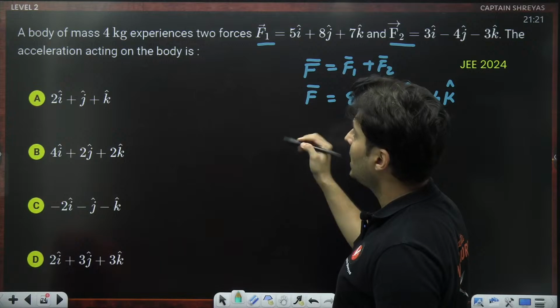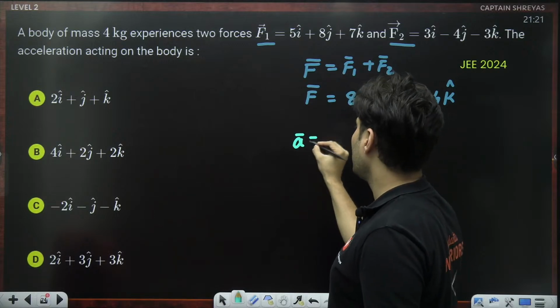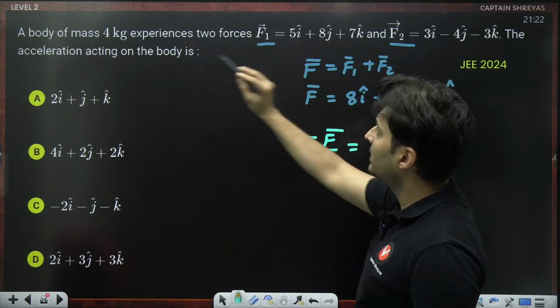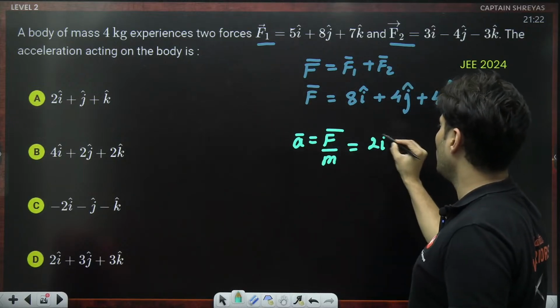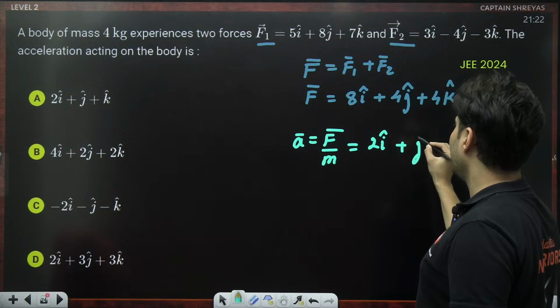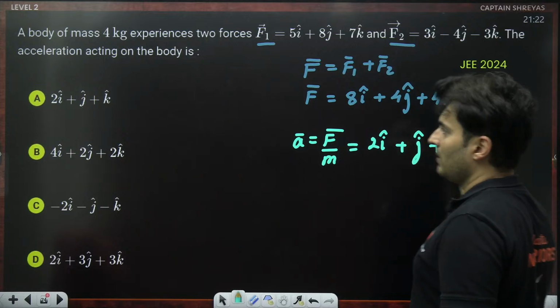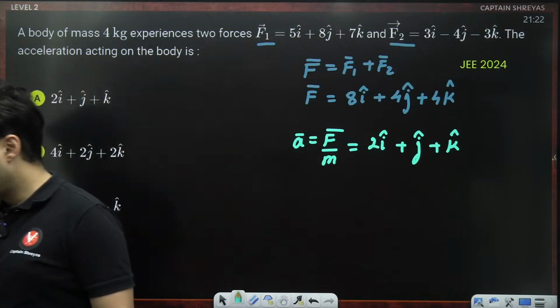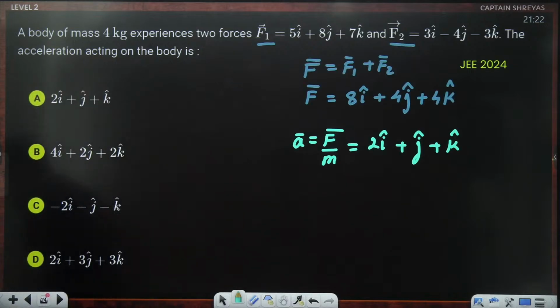We have to find the acceleration. So acceleration is force divided by mass. So force divided by 4 kg. So it will become 2i cap plus 1j cap plus k cap. 2i plus j plus k, which is option number A. Straightforward. I hope this is clear.